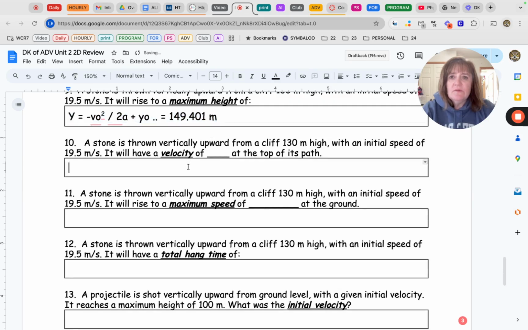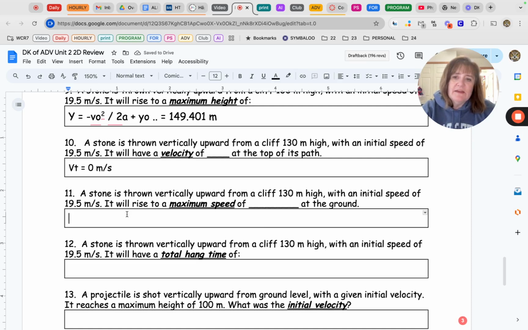Then when I go to do number 10, sorry, that wasn't zoomed in very much. When I go to do number 10, a stone is thrown vertically. It's the same question: it will have a velocity of what at the top of its path? Always be sure you read the question carefully. The velocity at the top is always equal to 0 meters per second.